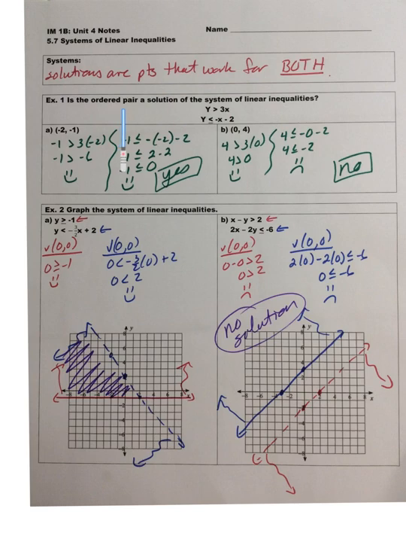So example 1, is the ordered pair a solution to the system of linear inequalities? So we have these two linear inequalities. So we're going to check the point -2, -1. So I plug in to the first inequality, -1 for y and -2 for x. So I get -1 is greater than 3 times -2. -1 is greater than -6.